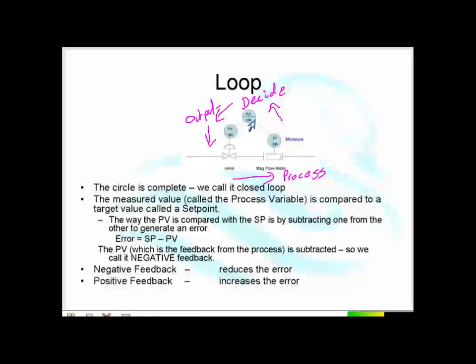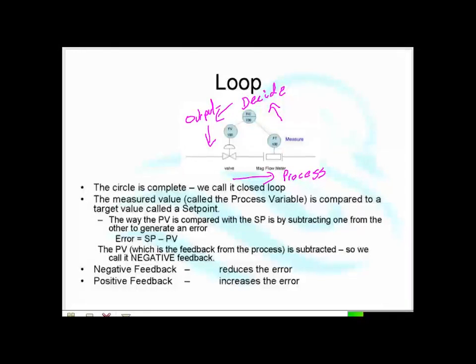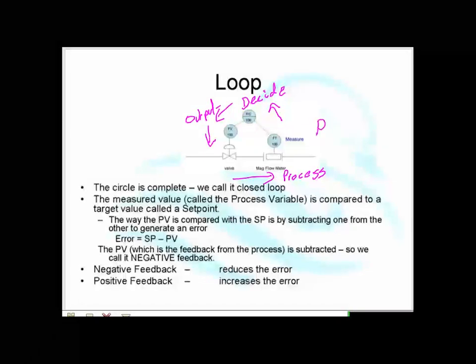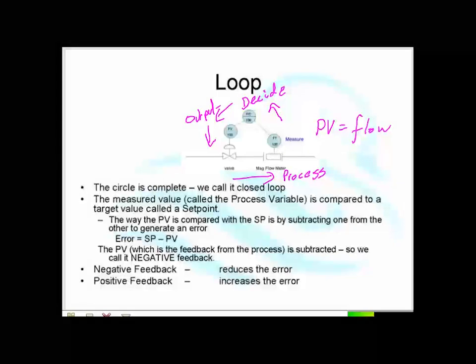The thing that we're measuring or trying to control, the variable in the process, we call that the process variable. So the process variable is a thing in the process which we're trying to measure or control. We abbreviate that to PV. In this case, the process variable is the flow. PV equals flow.